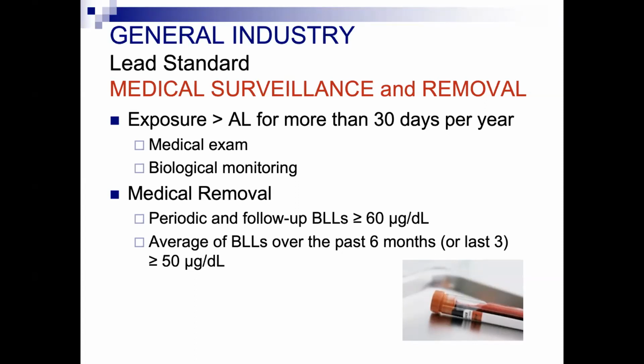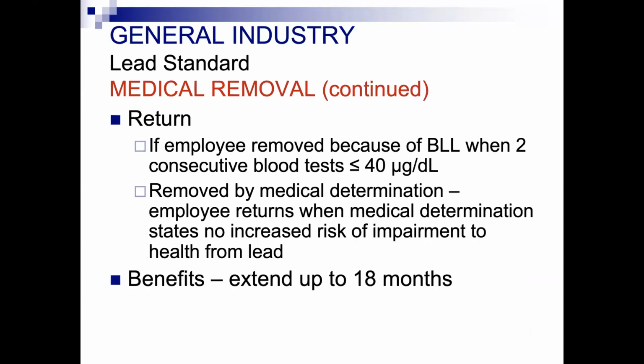So if you have periodic and follow-up results over 60 micrograms per deciliter for your employees, or an average blood lead level over the past 6 months, or the last 3 tests, at or over 50 micrograms, the employee is not allowed to return to the lead exposed environment because of an elevated blood lead level until 2 consecutive tests are at or below 40, which again is not remotely a safe level, but that is what the OSHA standard says.